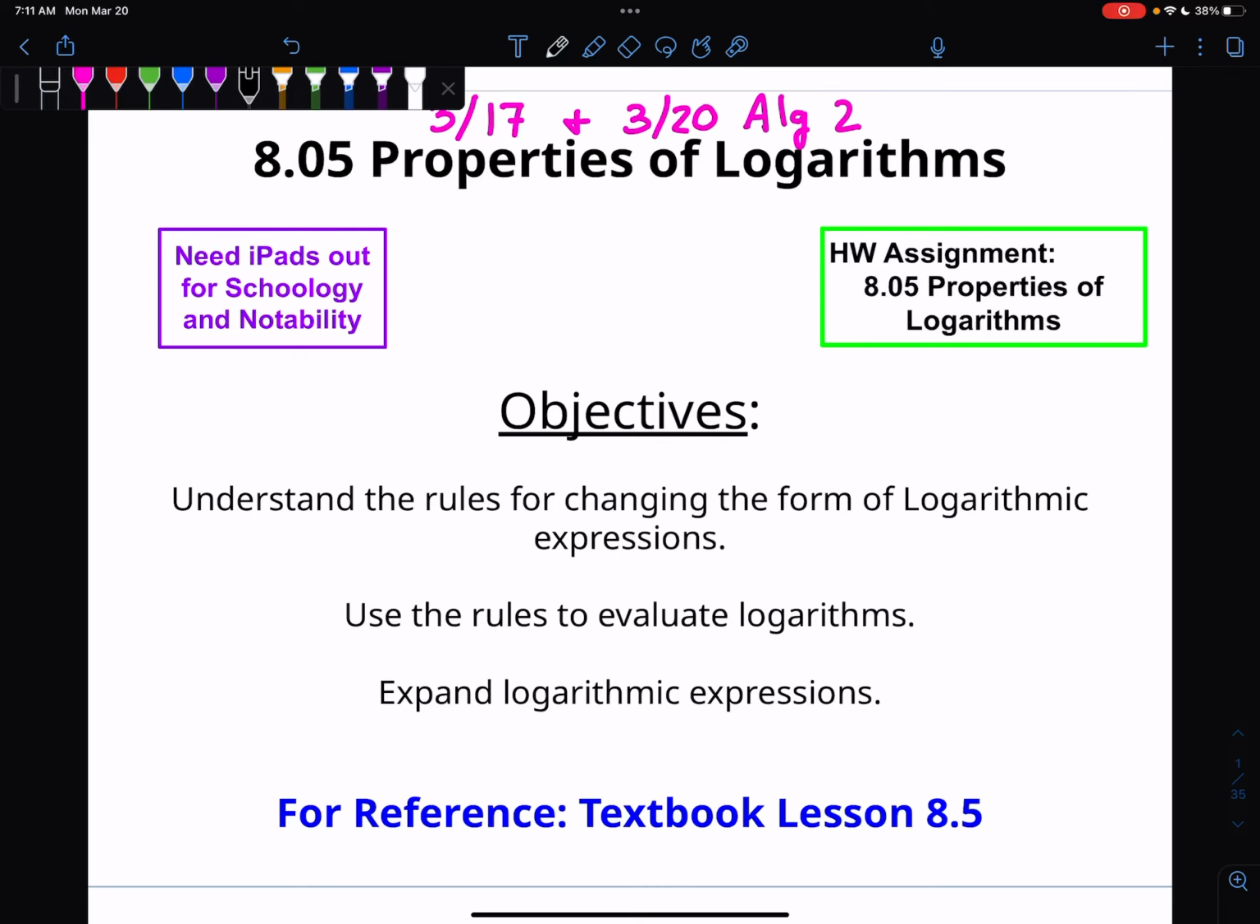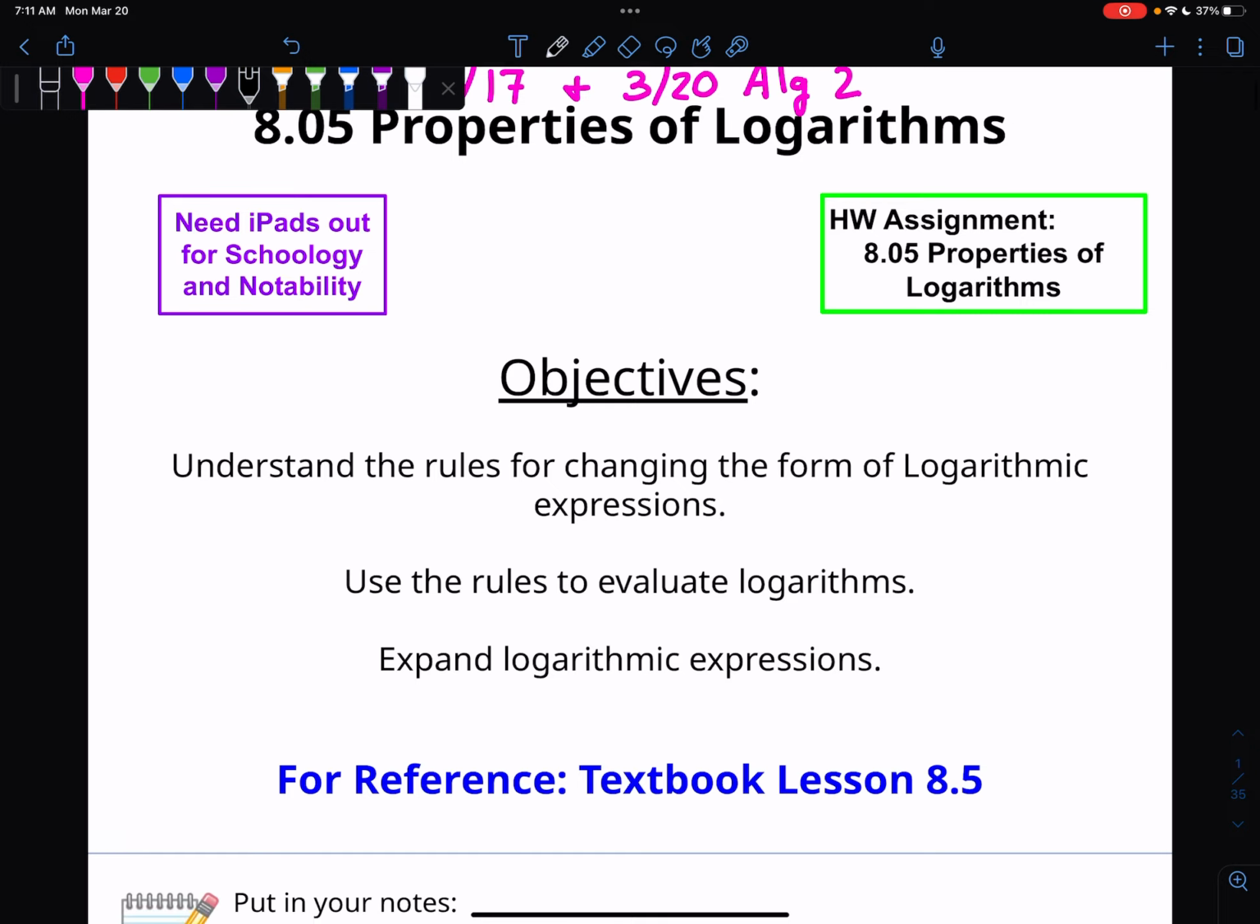So this lesson is for 8.5, properties of logarithms. I am not feeling the best, however I am leaving a video so you guys can still get this content. So we are continuing with logarithms.